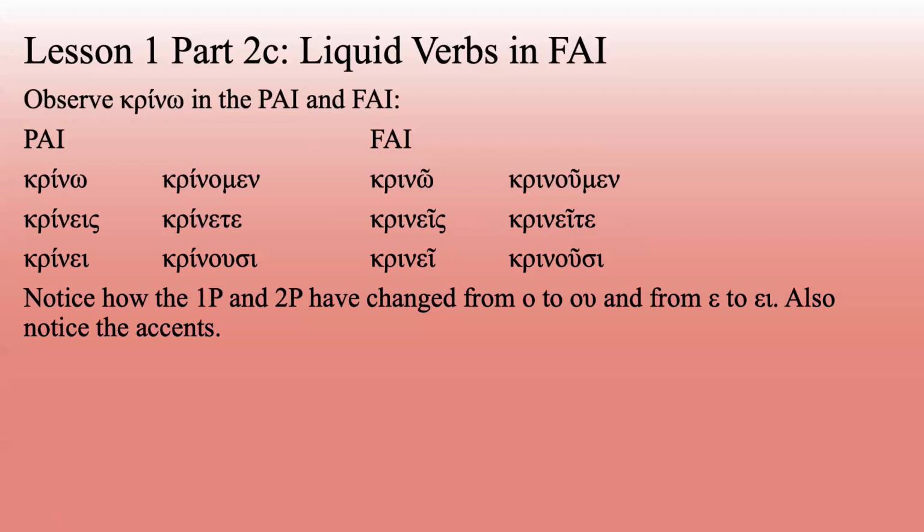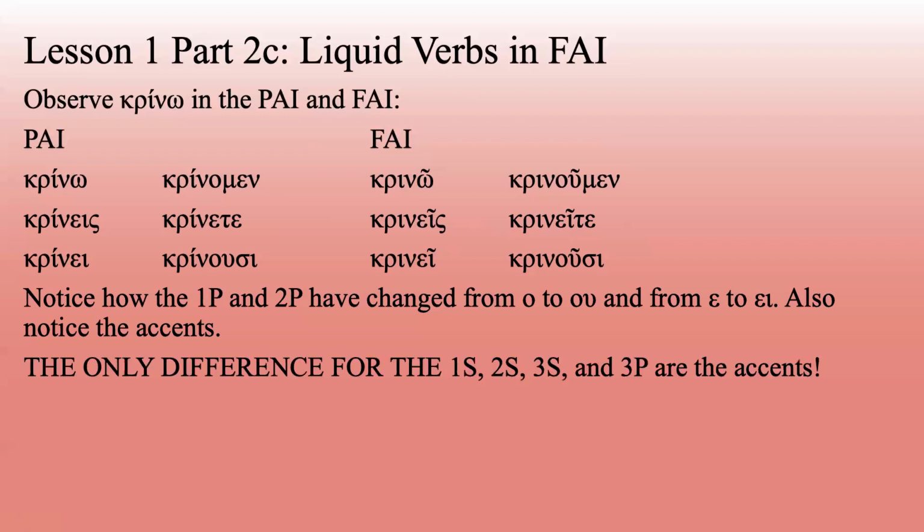Notice how in the first person plural and second person plural, the omicron changed to ou and the epsilon changed to ei. Also note the accents. The only difference for the first singular, second singular, third singular, and third plural are the accents. So pay very close attention to those when you're parsing, and pay very close attention to those when you are translating.